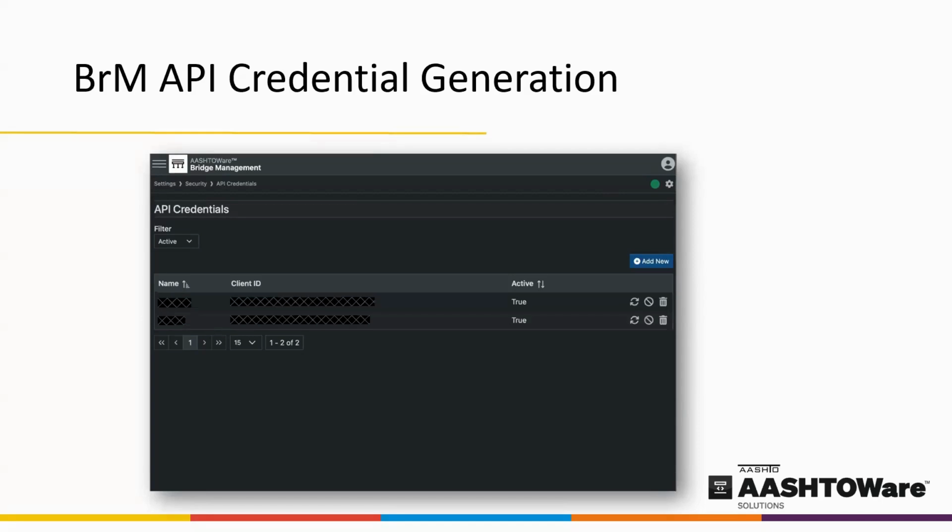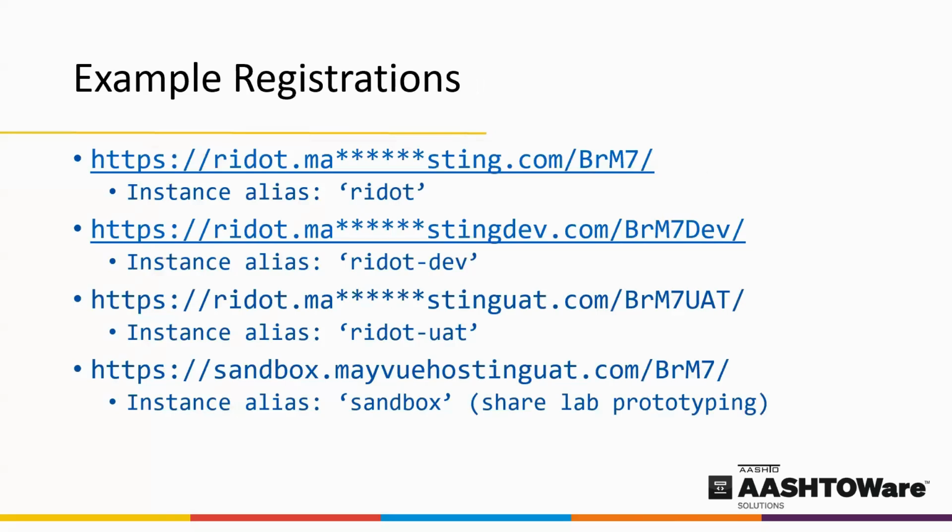So as we discussed before, we were looking at the sandbox. However, the typical registration will be for an actual DOT agency installation. So when we discuss the prerequisite of getting a registered environment so that you can have the instance alias, this is an example of the information required for those registrations.